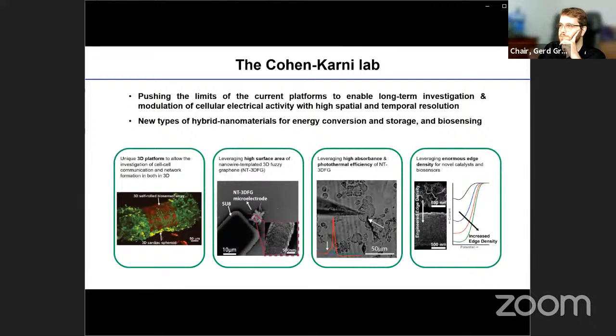A few examples you can see over here are three-dimensional biosensing platforms that we developed to record the electrophysiology of human-based spheroids and organoids. Bioelectronics that is as small as an axon using new types of materials that the lab is developing. And of course, materials that can be used to modulate the electrophysiology of neurons and hopefully in the future myocytes. And materials that can be used for sensing and energy-related research.